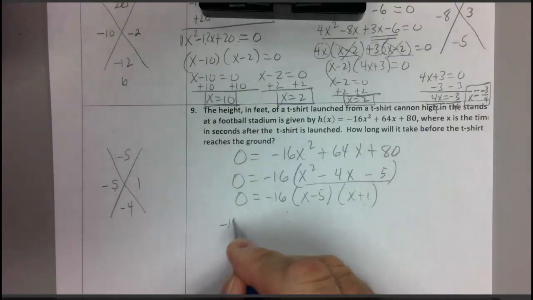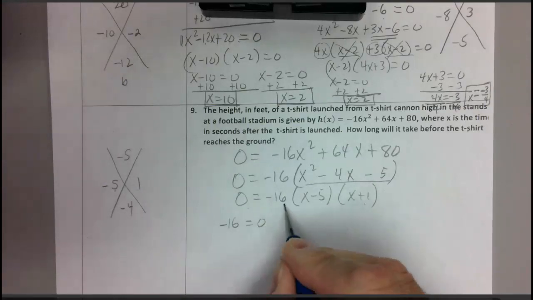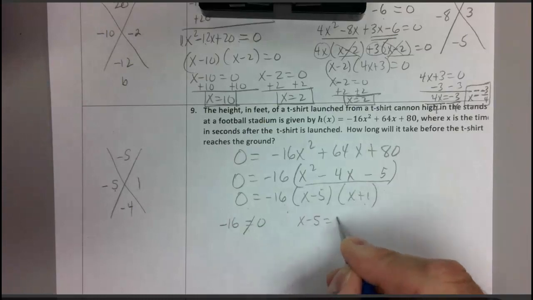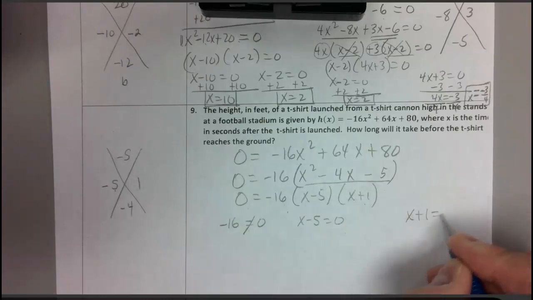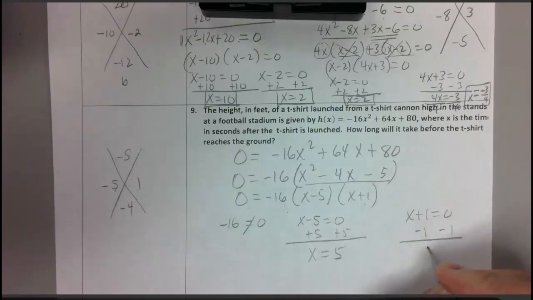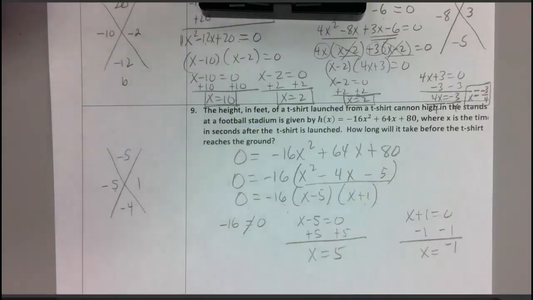So now I set each factor equal to 0. So can negative 16 equal 0? Of course it can. I set x minus 5 equal to 0 and x plus 1 equal to 0. Add 5, so I get x equals 5. Subtract 1, x equals negative 1. I cannot have negative time. So how long will it take before the t-shirt hits the ground? 5 seconds.